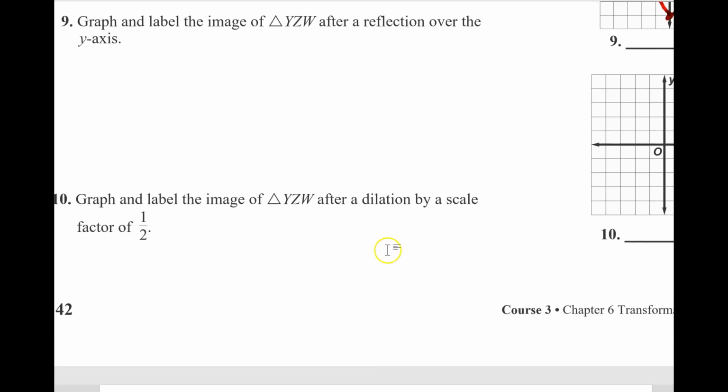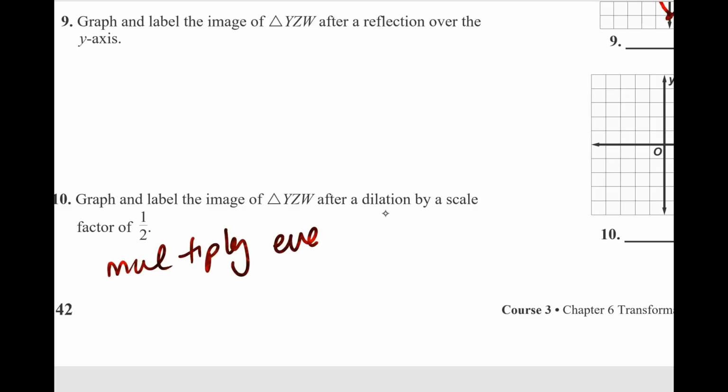10. Graph and label the image of triangle YZW after a dilation by a scale factor of 1/2. So what does this mean? It means to multiply everything by 1/2. Multiply everything. If I write it, you write it.